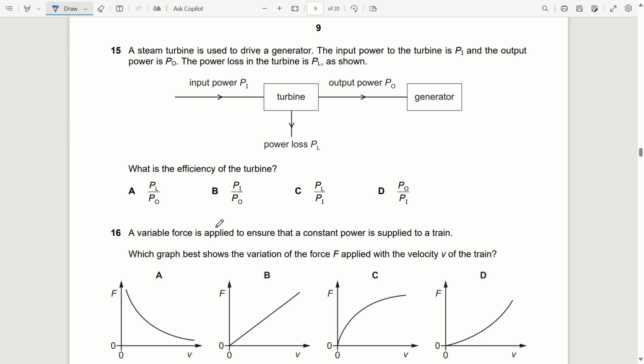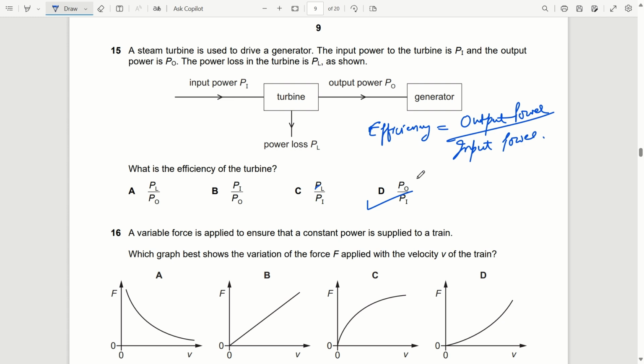Question 15th. A steam turbine is used to drive a generator. The input power to the turbine is Pi and output is Po. The power loss is PL. What is the efficiency? We know that efficiency is given as output power divided by input power. So output power is Po, input is Pi, so option D is correct.